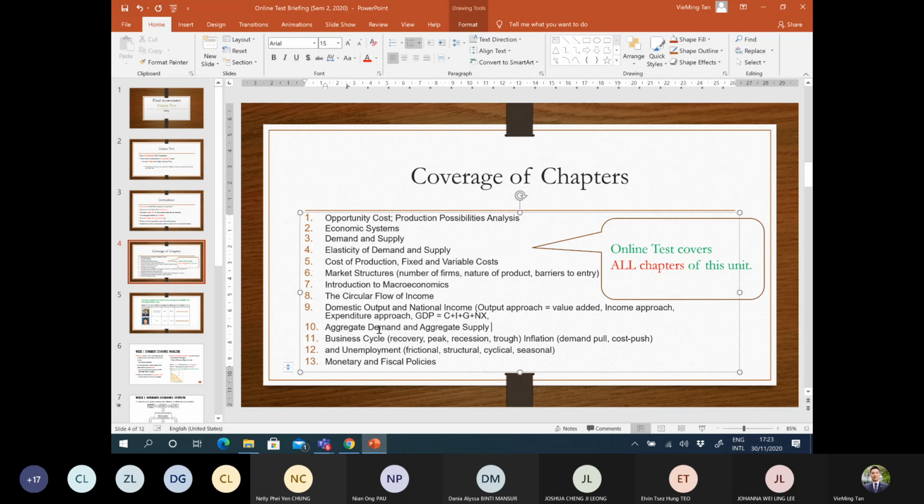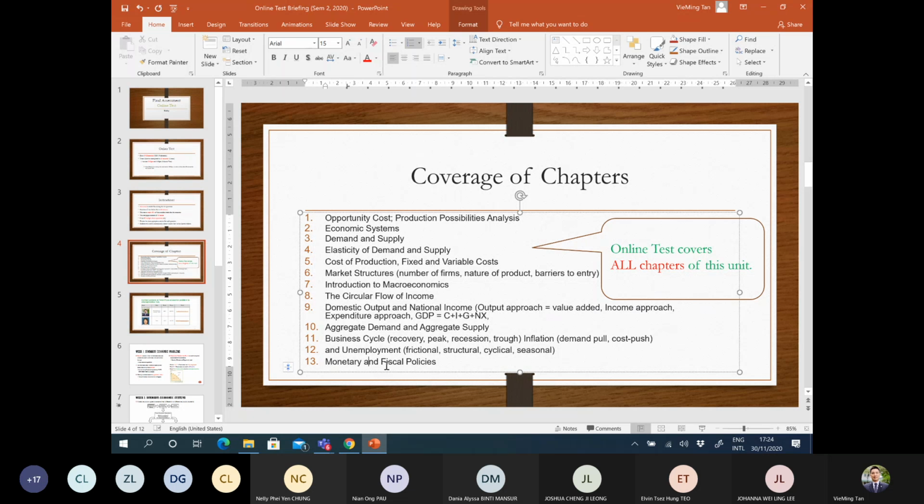Okay, so AD is usually downward sloping, but AS is upward sloping. But in the long run, we call the aggregate supply a vertical curve. It's a straight vertical line in the long run, because in the long run we assume that all of the resources are already utilized in order to produce the product at full employment. As a result, in the long run the aggregate supply is a vertical line. But in the short run, the aggregate supply curve is an upward sloping line.